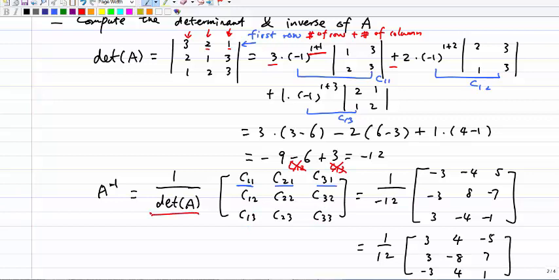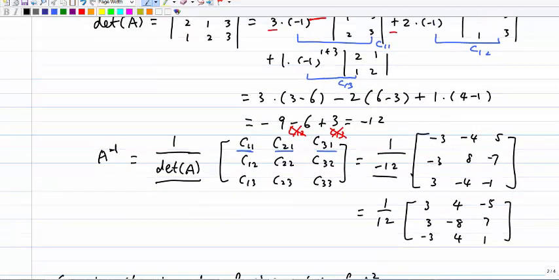Okay, so since the determinant already computed over here is -12, just plug in the numbers. I don't want to compute each one. You can compute each one if you want, which basically means I can actually compute all the stuff that I want, all the 9 numbers right over here. Then you plug in the numbers.